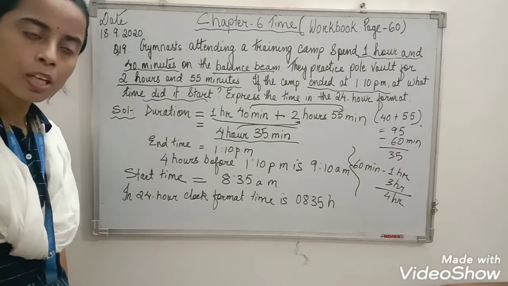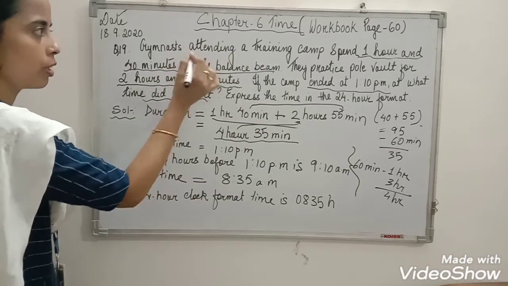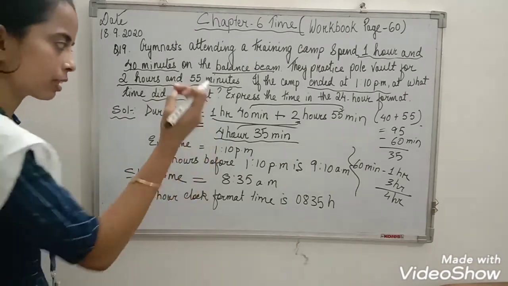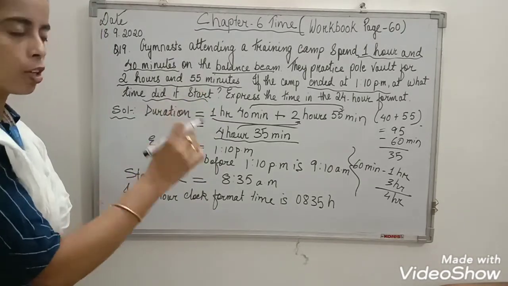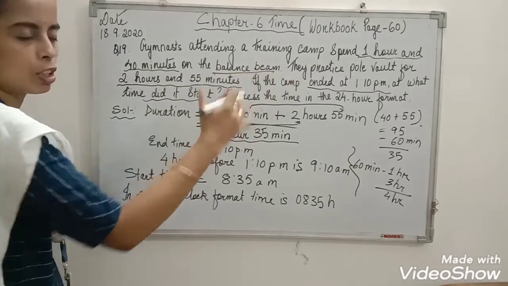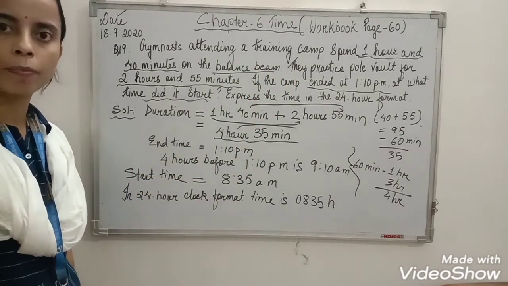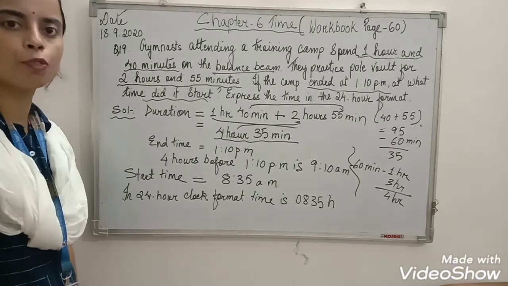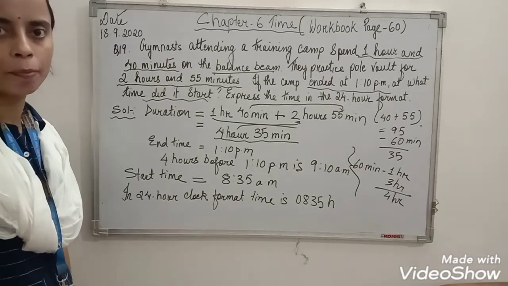Clear, children? So this is how you have to calculate this question. Duration given, end time given. The question is asking to find out the start time, and also you convert that start time into 24-hour clock format. I hope it is clear. Now next, let's move to question number 20.